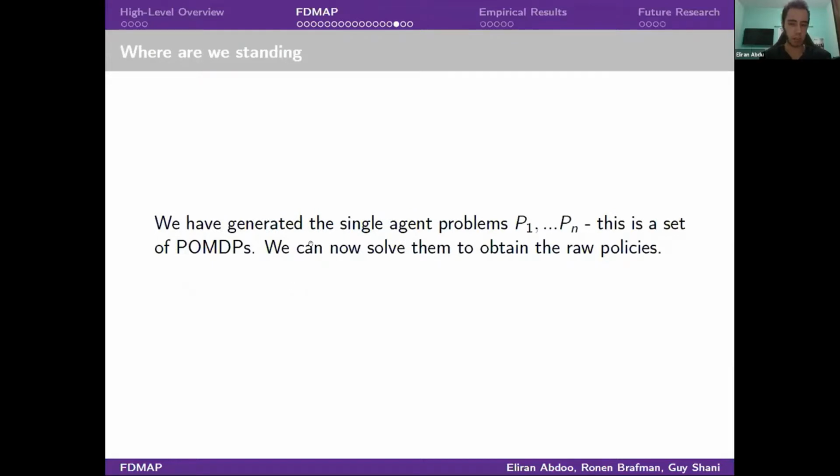Okay, so now that we have the single agent problems, which recall that we reduce the problem to match the agent's perspective by filtering out the coagent's existence, and we reshape the reward function to only make it beneficial for him to apply those context actions. And now having the set of POMDPs, P1 to Pn, we can solve them basically to obtain the raw policies, which we'll now see why we call them raw policies.